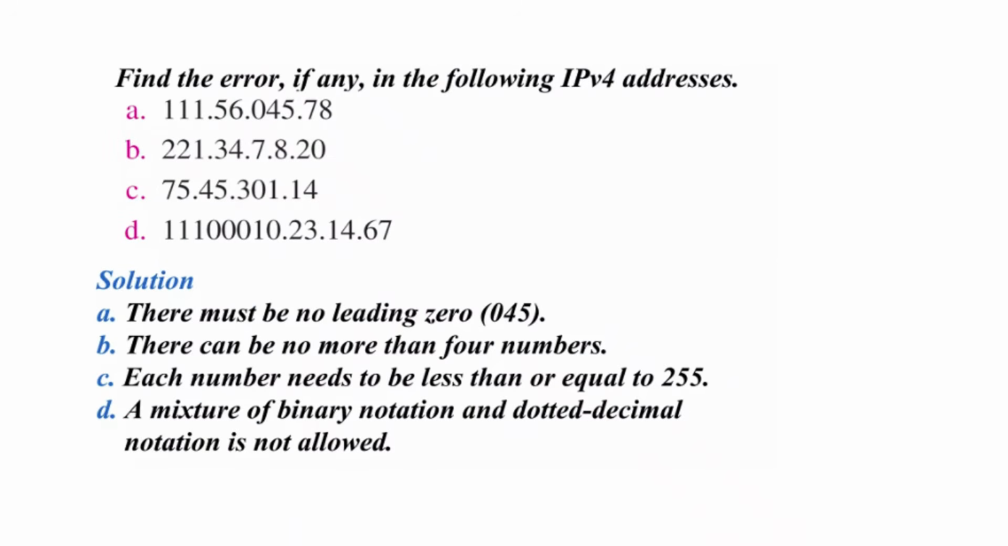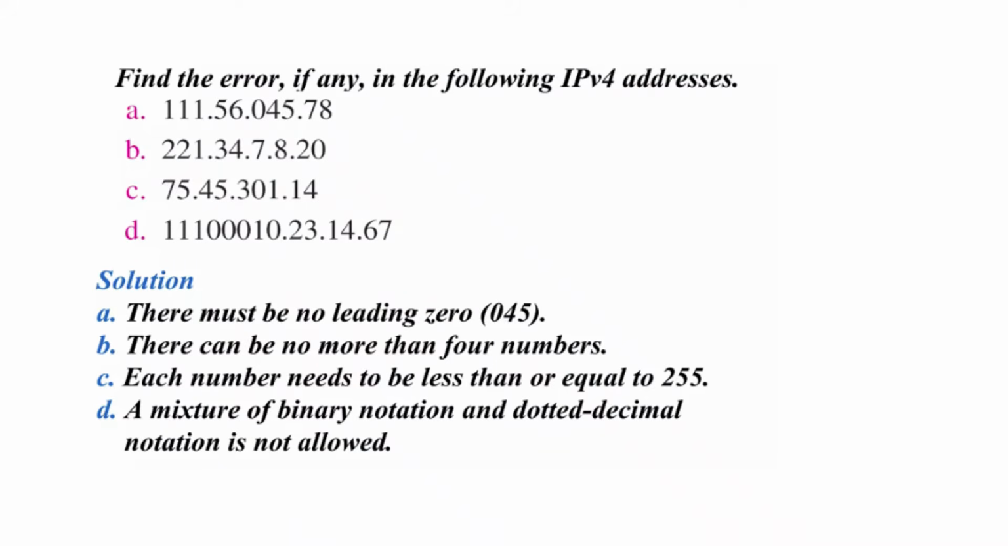In this case, the students are requested to identify the error in the given IP addresses. 4 IP addresses are given. In the first IP address, 111.56.045.78, the error is that there must be no leading zeros. In the third part of the address, it is 045. IP addresses should not contain any leading zeros in each and every part, so it is not a valid IP address.